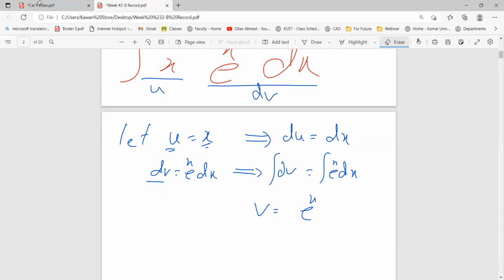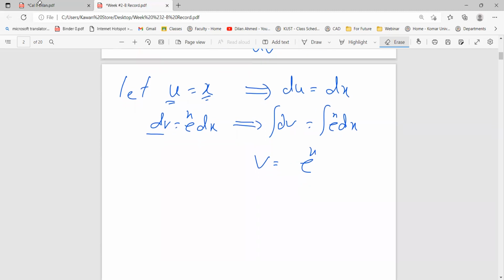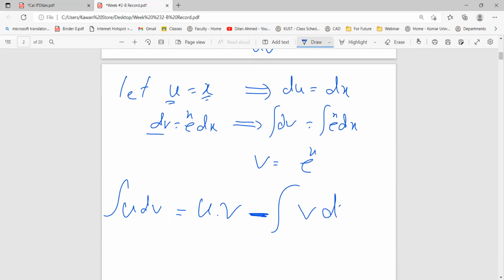So the second step, after letting u and dv, is to take the derivative of u and the integral of dv. Okay, so this is the second step. Now the integral of u dv is equal to what? Here's the rule. The rule says that you will get u times v minus the integral of v du. That's why we need u, v, du.